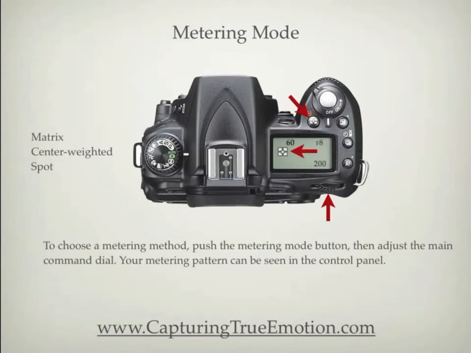To choose a metering method, push the metering mode button, then adjust the main command dial. Your metering pattern can be seen in the control panel.